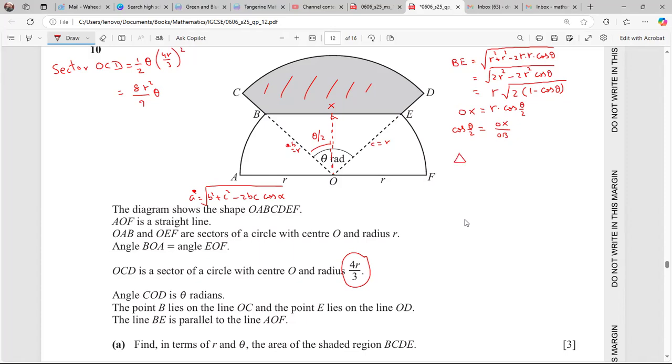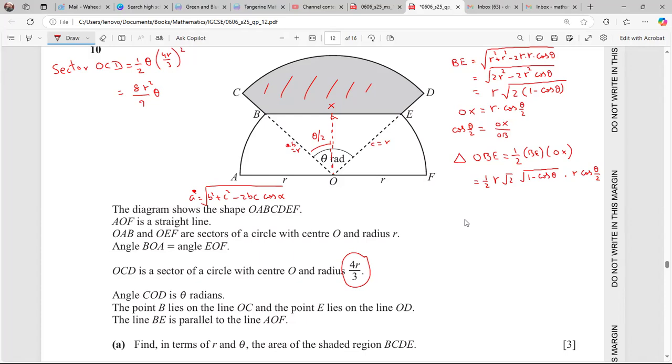So triangle OBE, the area of this triangle is equal to half into base, which is BE, into altitude, which is OX. What is BE equal to? BE is equal to R under root 2 under root 1 minus cos theta. This is our BE, into OX, and OX is R times cos theta by 2.